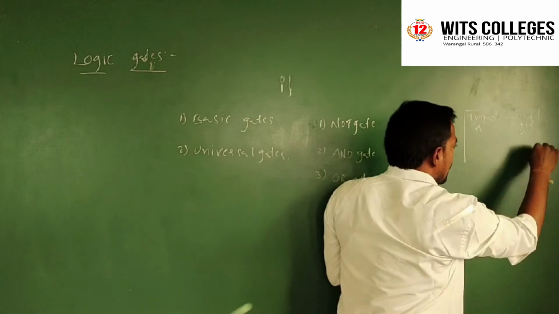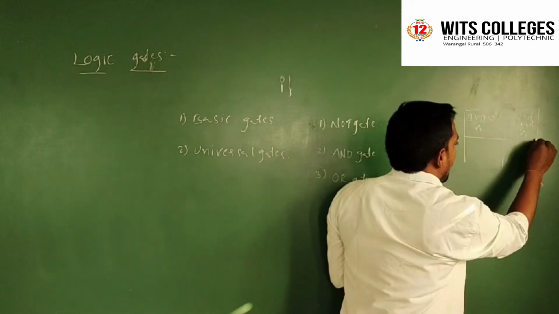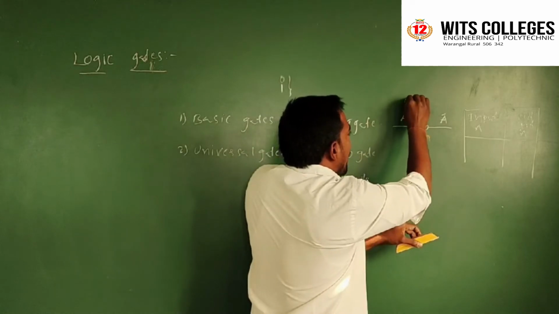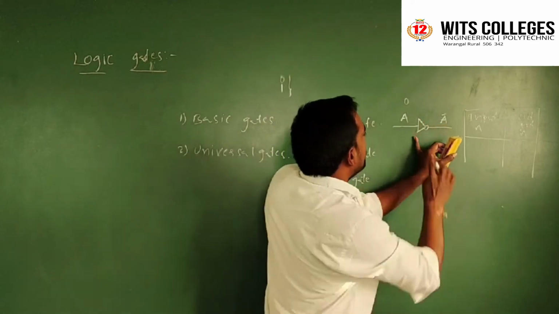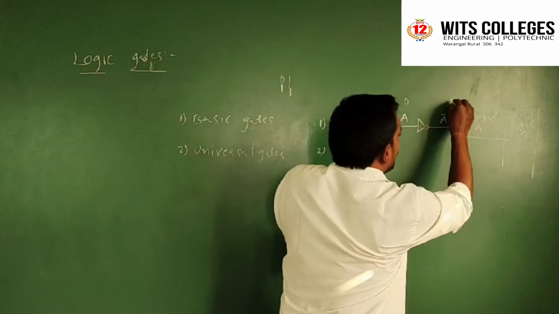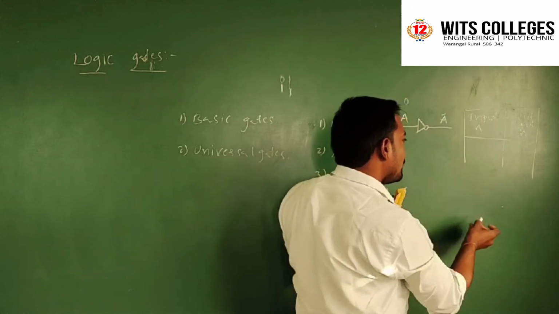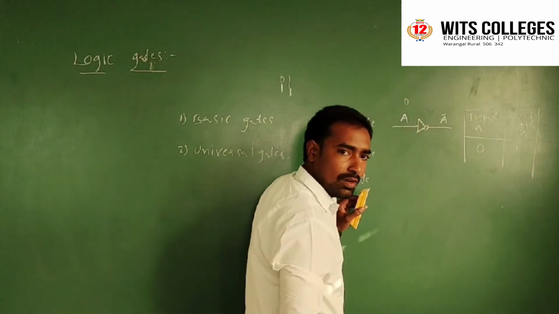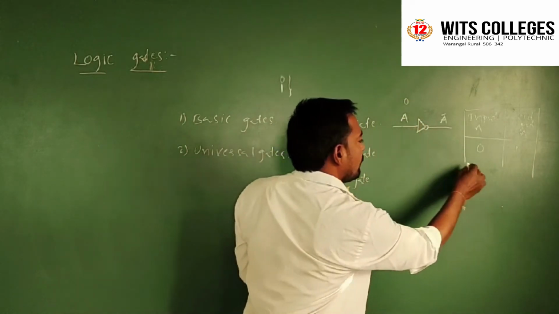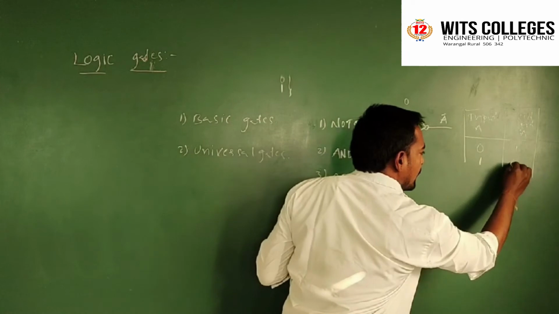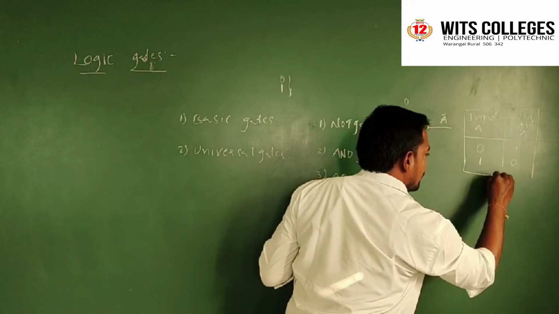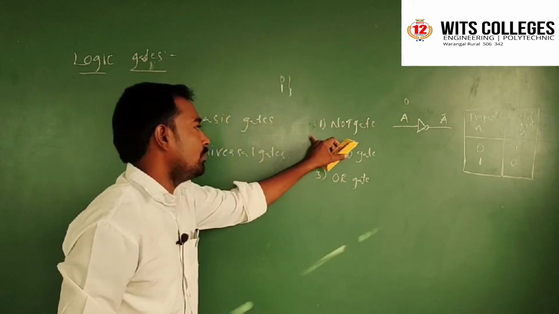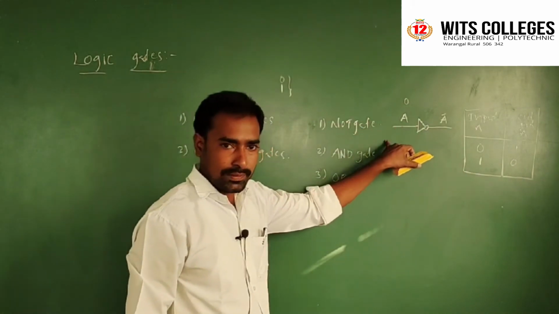And we have the truth table like this. If we give the input as 0, we will get the output equal to 1, that means a complemented output. So for 0 input we get output 1, and for 1 input we get the complemented output, equal to 0. So this is the truth table and logic diagram of the NOT gate.